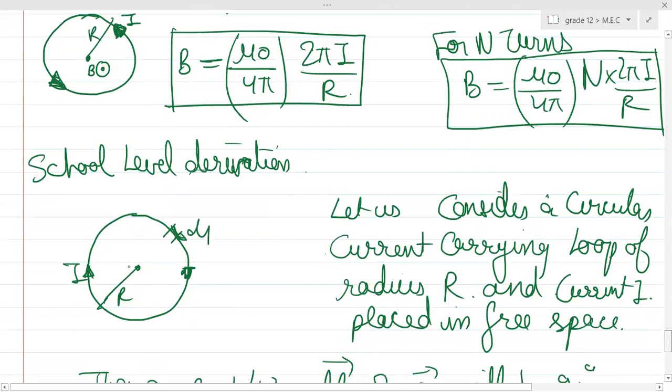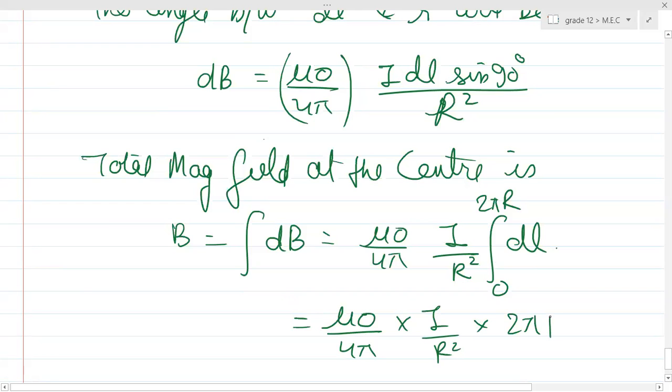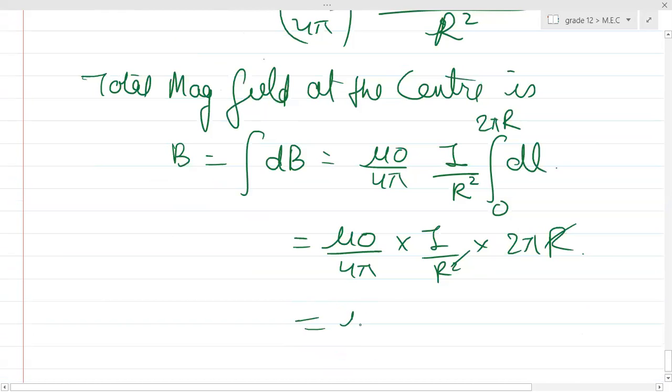Can you see what is the length? Let's say the element starts from here. If I say the length of the whole element is 2 pi r, and I integrate it from 0 to 2 pi r, will the whole length be covered? Yes or no? Yeah. So basically when you integrate dl, you'll get 2 pi r, and ultimately your final answer will be mu naught by 4 pi into 2 pi I by r.